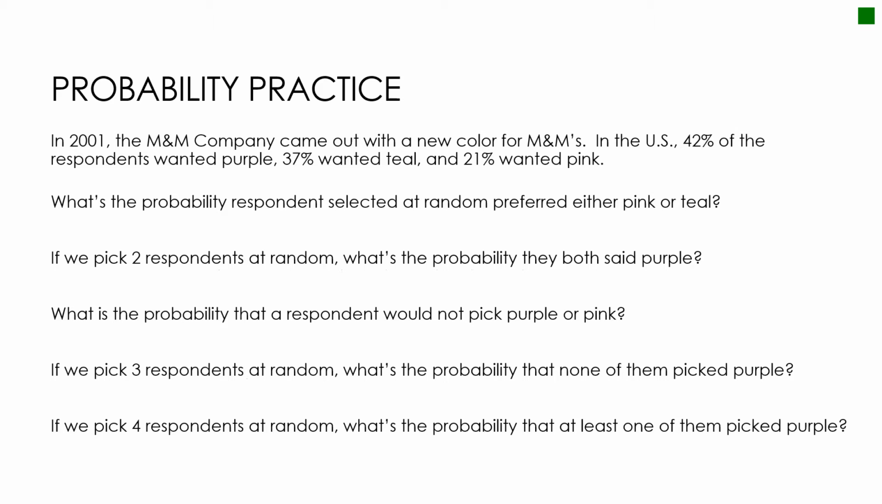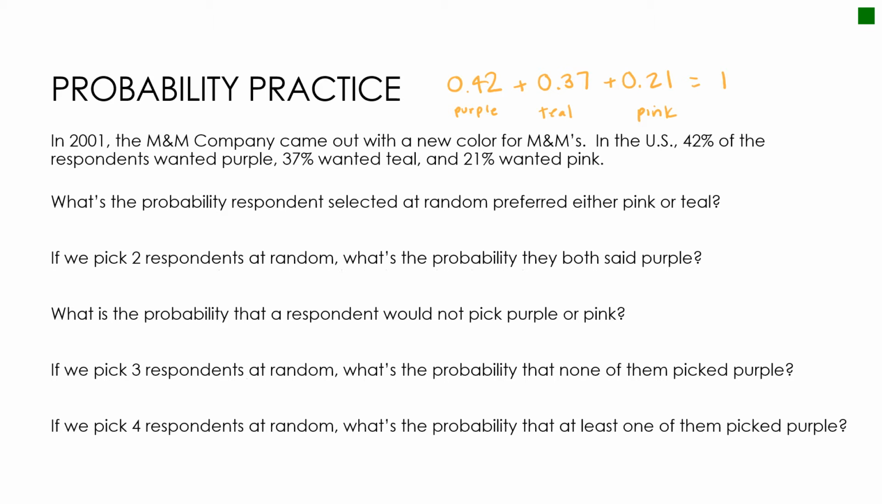And so the first thing I would do before looking at any of these questions is to make sure that 0.42, which is purple, plus 0.37, which is teal, and again I'm just writing these as decimals, plus 0.21, which is pink, I want to see what they add up to. Because if they add up to 1, then I know I'm okay. And in this case, if I add these values, I do get 1, so I know I'm okay.